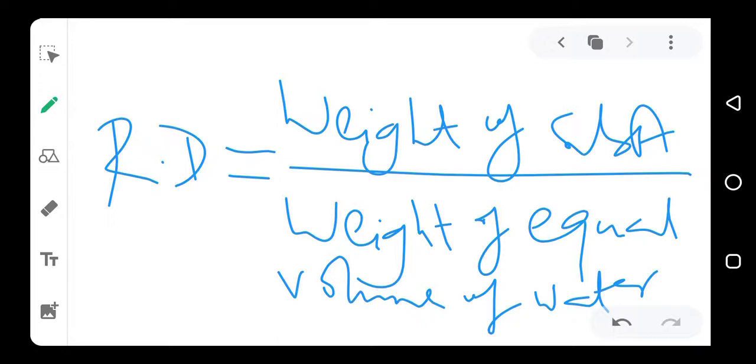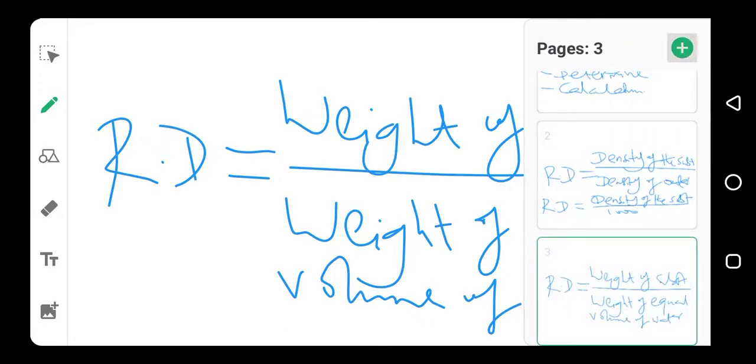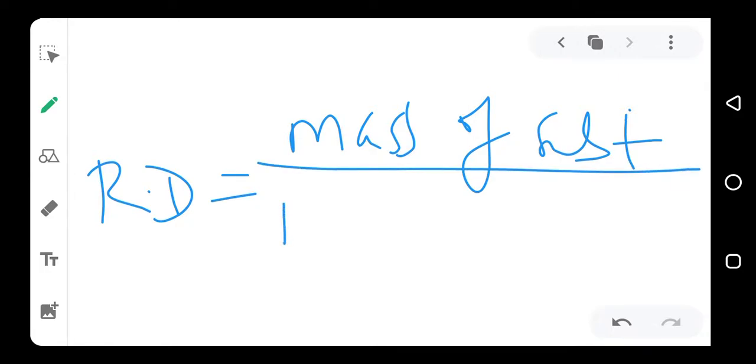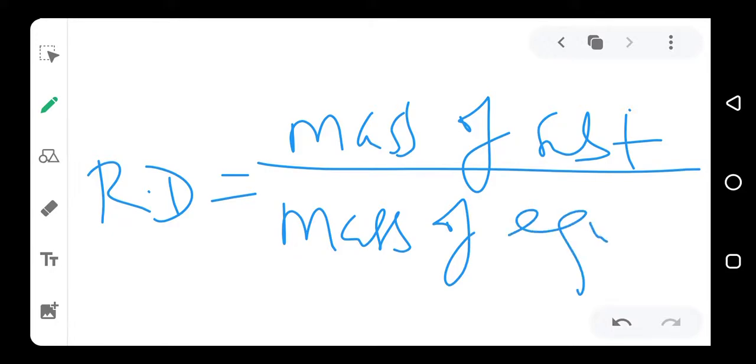If what you have is the mass of the substance instead of the weight, we can also use the mass to get the relative density, and therefore we can also say that relative density is equal to mass of the substance over mass of equal volume of water.